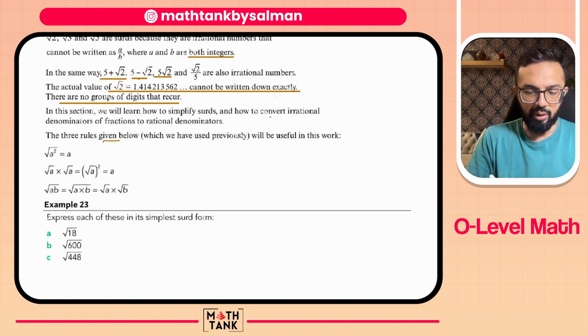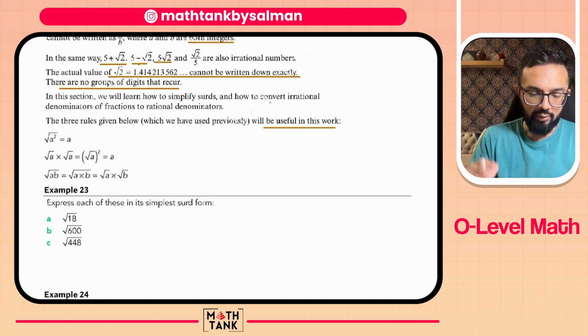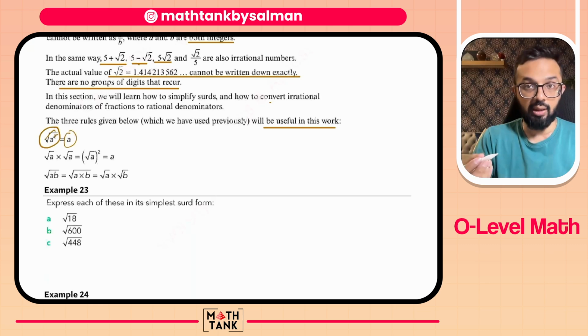The 3 rules given below will be used in this exercise. The first thing I need you to know is that when you take a root of a square, the roots cancel out and you're left with a. If you do this yourself, there is a chance that a could be both plus and minus. We'll talk about that in a bit. The important one is that when you multiply a root with the same root, it becomes a.